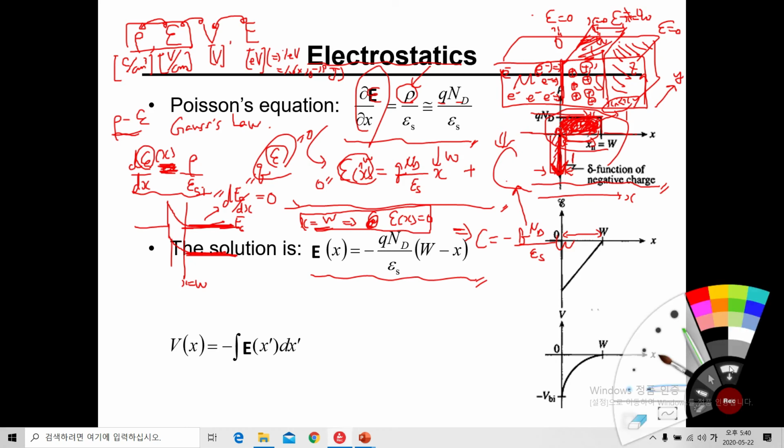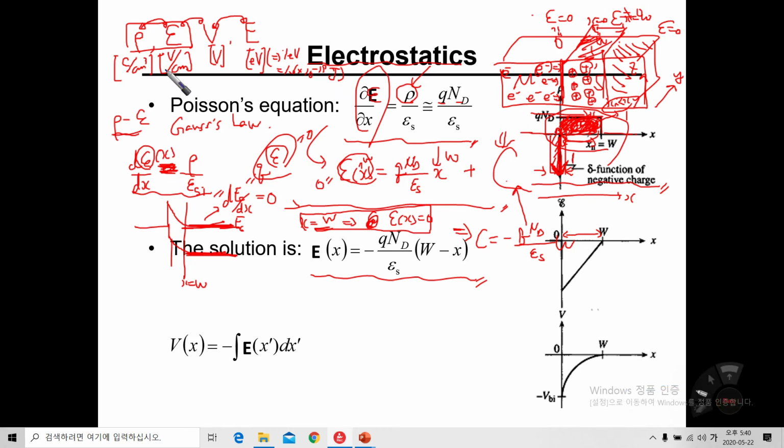So let me see. We have finished this part of the electrostatic analysis. Next one is this: E versus V, potential. So you remember this equation. The electric field is defined as potential difference.